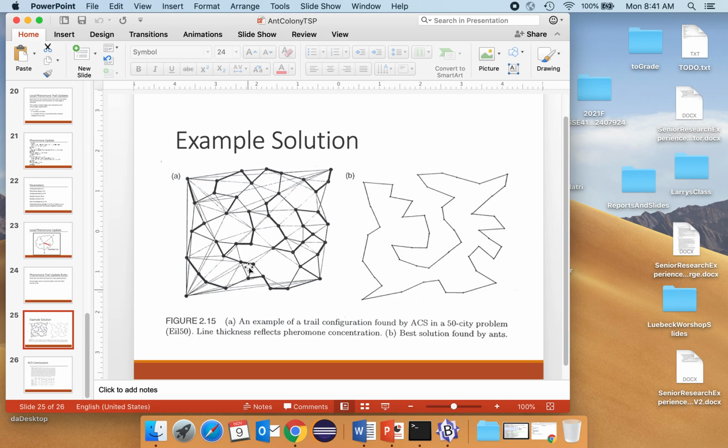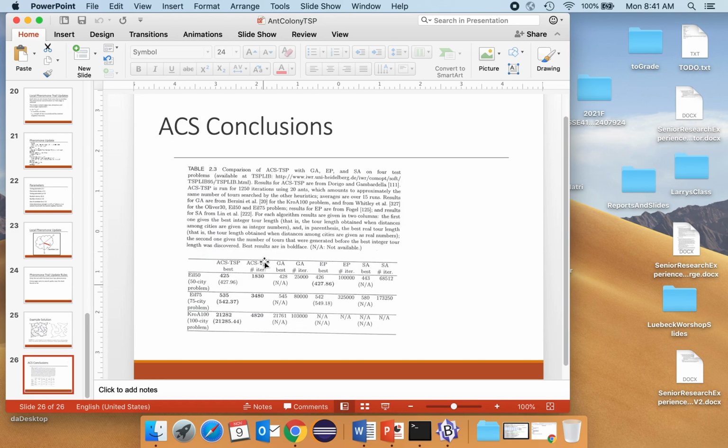Here is a random solution to a problem. This is what we really want to look at, and so if we compare it to some other optimization algorithms, GA is genetic algorithms, EP is evolutionary programming, SA is simulated annealing. We're doing really well. It's hard to see, I know, but this is bold-faced. So we have the best one over here. 535 is better than 542. And then over here on some different test set, I guess not as good as some of the other ones. These are different kinds of test sets.